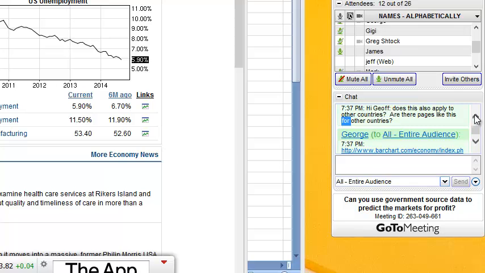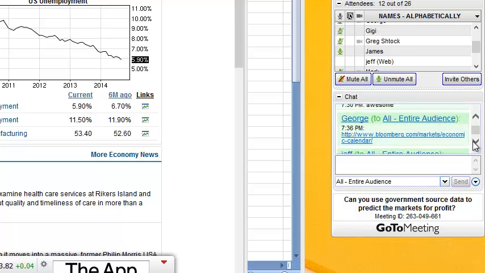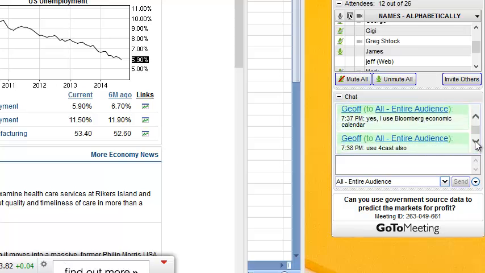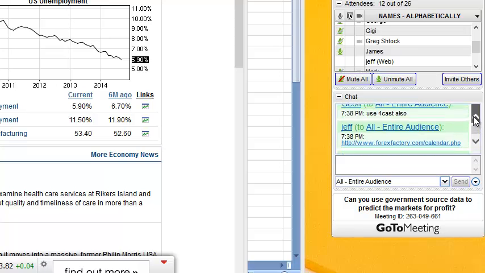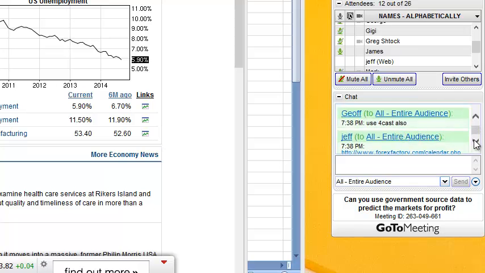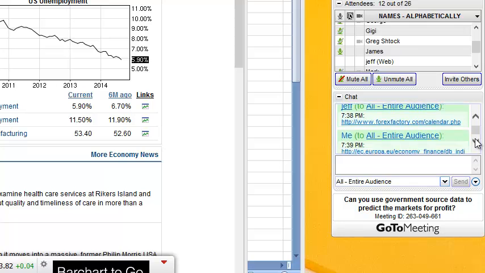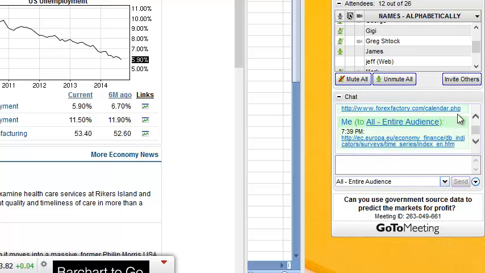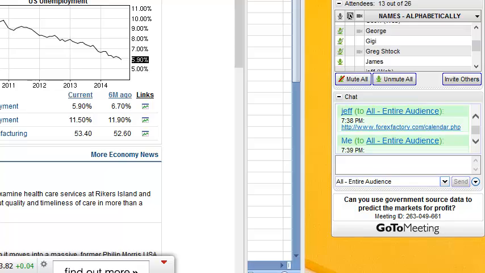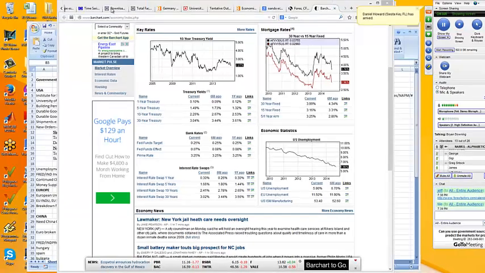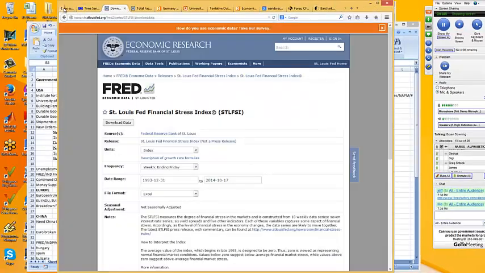And I'm just trying to see if there's any other missed comments here. Hang on here. So we got forecast also. Okay. Forex Factory, calendar. Okay, there's some good ones. I'll make sure I'll grab these links and repost them. Okay, so we've got Europe covered here.